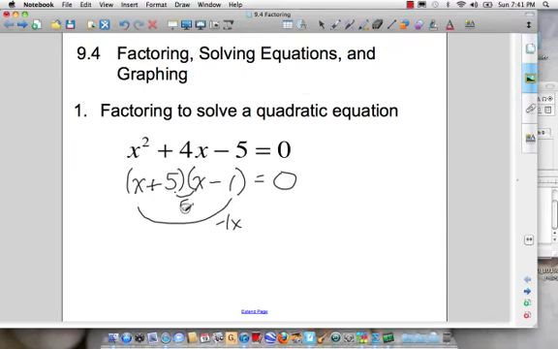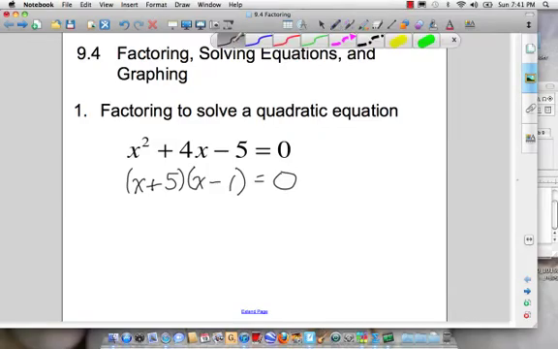So let me now erase this, because that's going to be in the way for the next step. But you can look at that again and verify on your own that if you FOIL these together, you will get x squared plus 4x minus 5. Okay, now that it's written as factors, you have to think about it this way. There's two things we're multiplying together, x plus 5 and x minus 1. And when we multiply them together, we get 0.